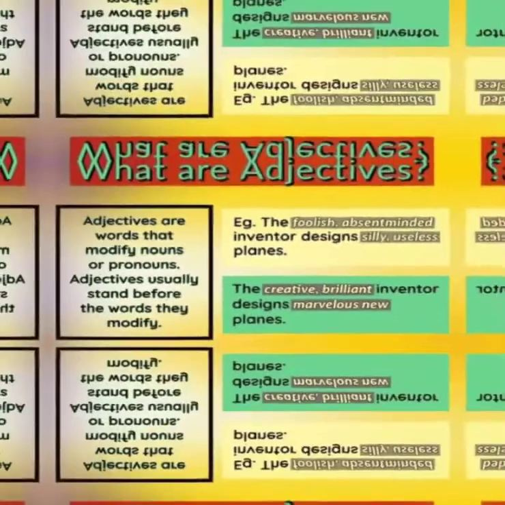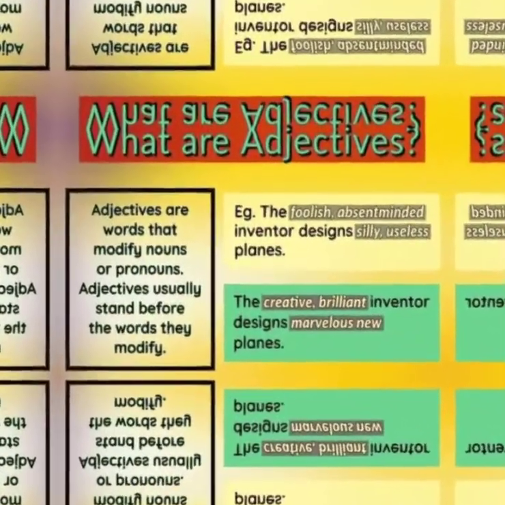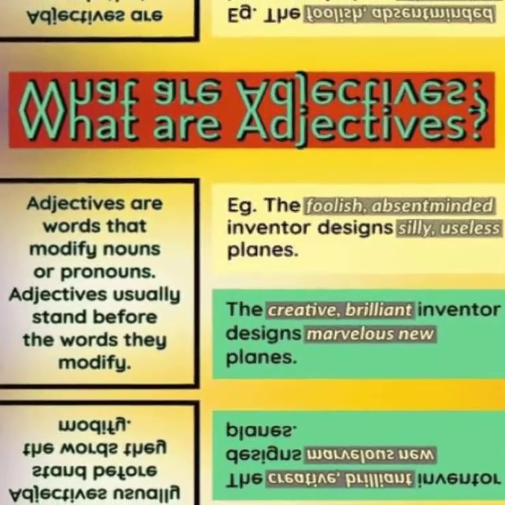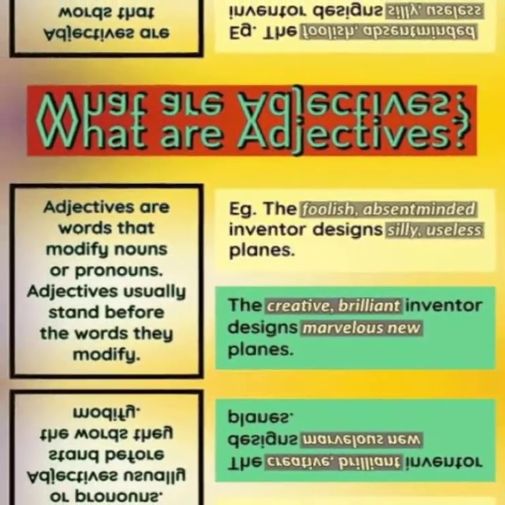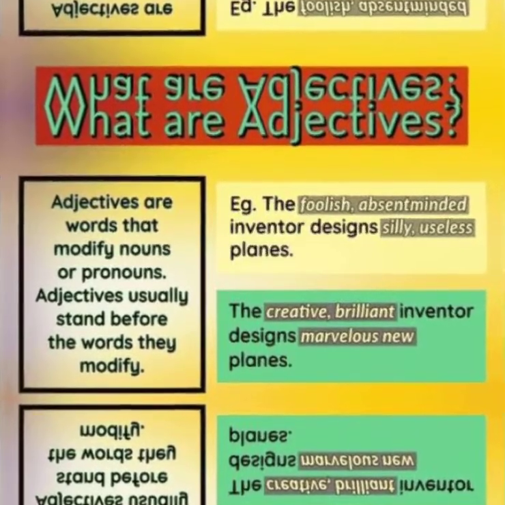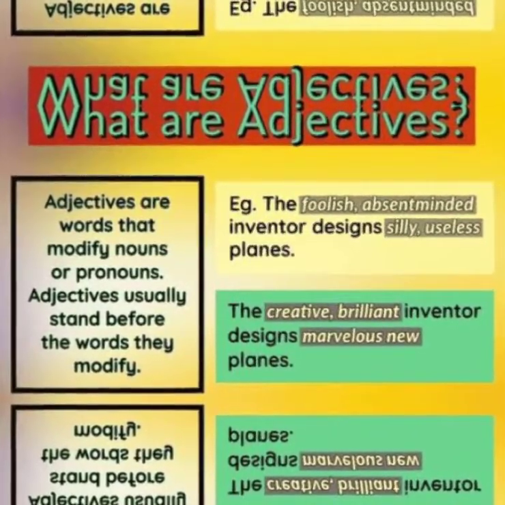Adjectives are words that modify nouns or pronouns. Examples: the creative, brilliant inventor designs marvelous new planes. Creative and brilliant are adjectives describing inventor, while marvelous and new describe planes.